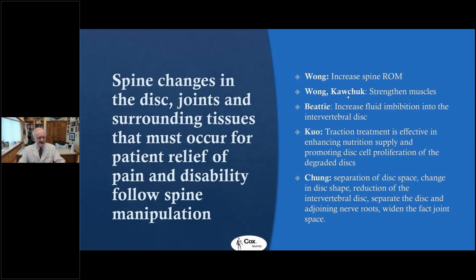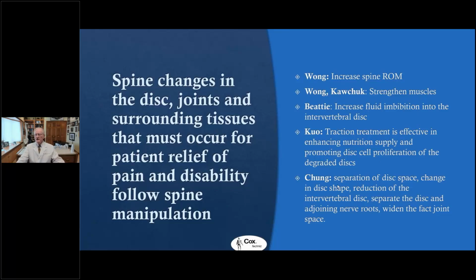Wong wrote, we must increase range of motion. We must strengthen muscles. Beate said we must stimulate circulation through the cancellous vertebral body, through the end plate, into the nucleus. Kuo states that traction treatment is effective in enhancing nutrient supply. And get this, these are the words of Kuo, promoting disc cell proliferation of degraded, degenerated discs. That's why we use Discat Enhanced. This is chondroitin and glucosamine sulfate, the building blocks of white fibrocartilage and nuclear material.